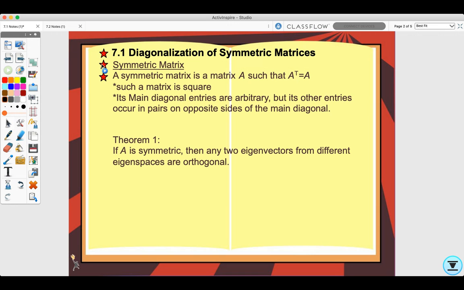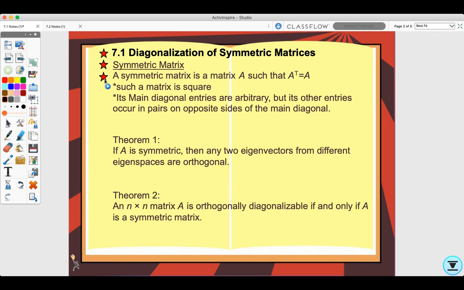Theorem 1. If A is symmetric, then any two eigenvectors from different eigenspaces are orthogonal. Theorem 2. An n by n matrix A is orthogonally diagonalizable if and only if A is a symmetric matrix.